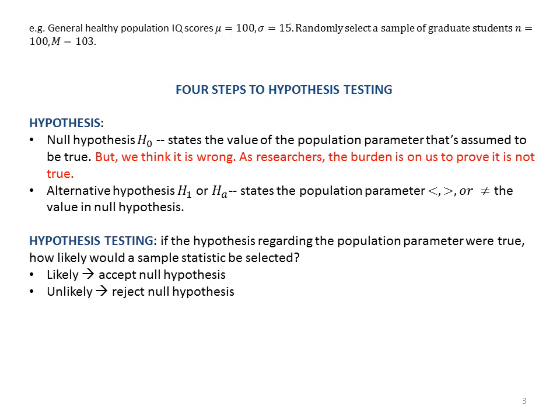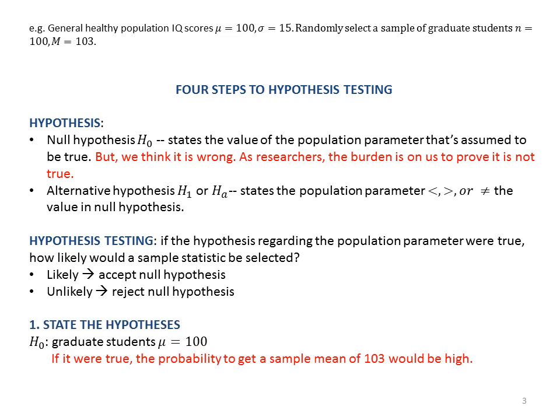Let's use the same example from the previous slide. We know the general population mean is 100, the standard deviation is 15. If we consider all the graduate students as one single population, is the graduate population's mean 100 as well? Therefore, our null hypothesis is that the graduate population is the same as the general population. Its mean is 100. If it were true, the probability to get a sample mean of 103 would be high. If it were not true, the probability would be very small.